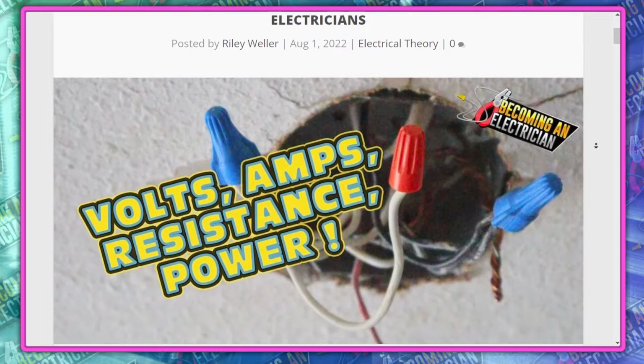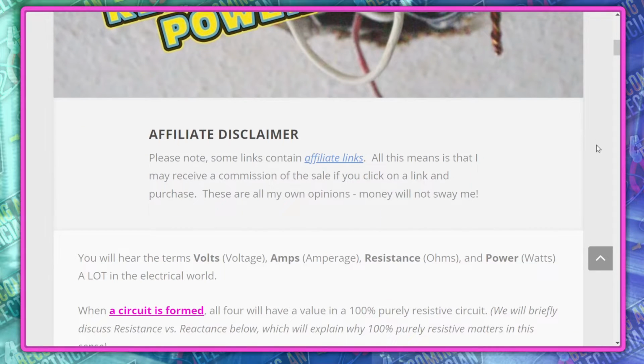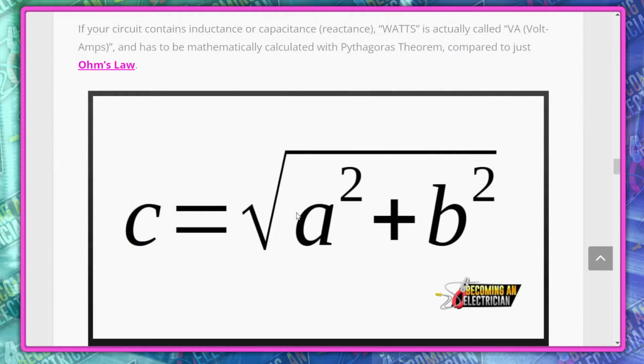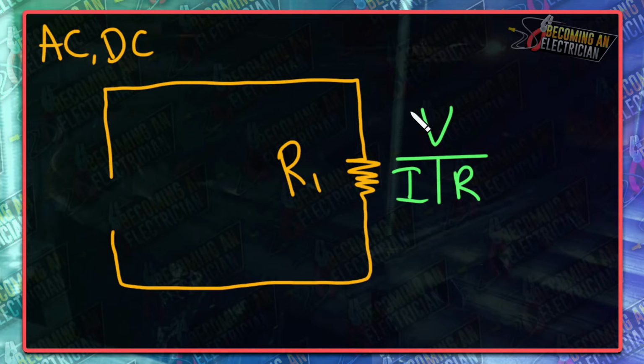And again, this is all on my electrical website, becomingelectrician.com. In this article, I talked to you about volts, amps, resistance, and power. And so again, there is Pythagorean theorem. So let's go back to the drawing and give us a little example.